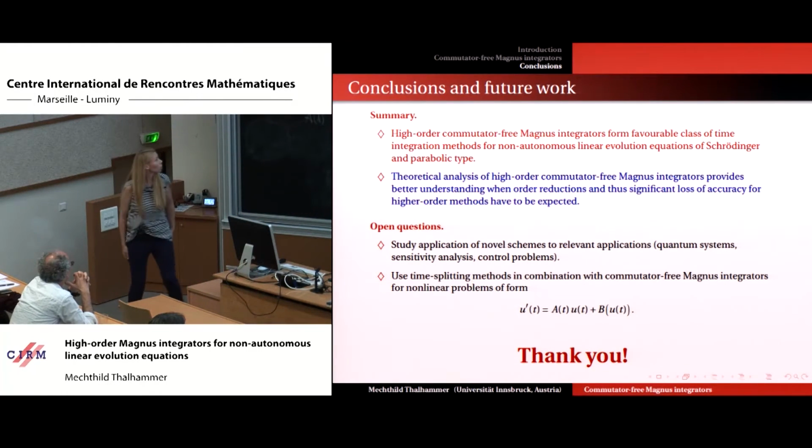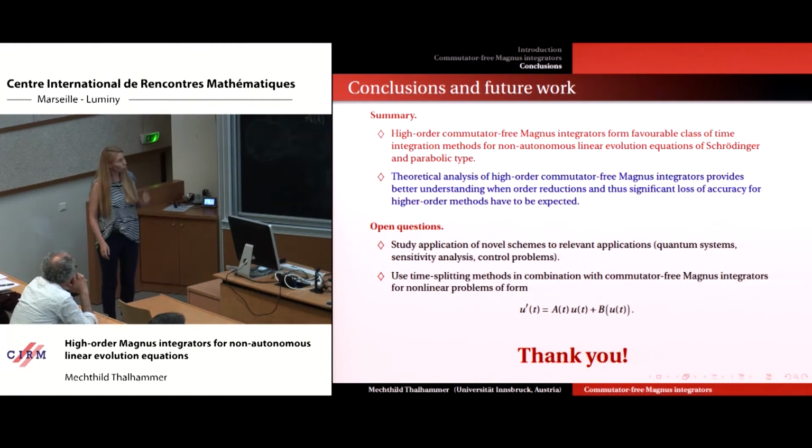Okay, to conclude, what I would like to point out is that these commutator-free Magnus integrators are probably not well known, but they provide a favorable alternative. They keep the structure of the system. They are less computationally costly, in particular for higher degrees of freedom. And you can also construct methods which are good for stability for parabolic problems. What remains open is to finish the case of the Schrödinger equation from the error analysis, and the application to more challenging applications.